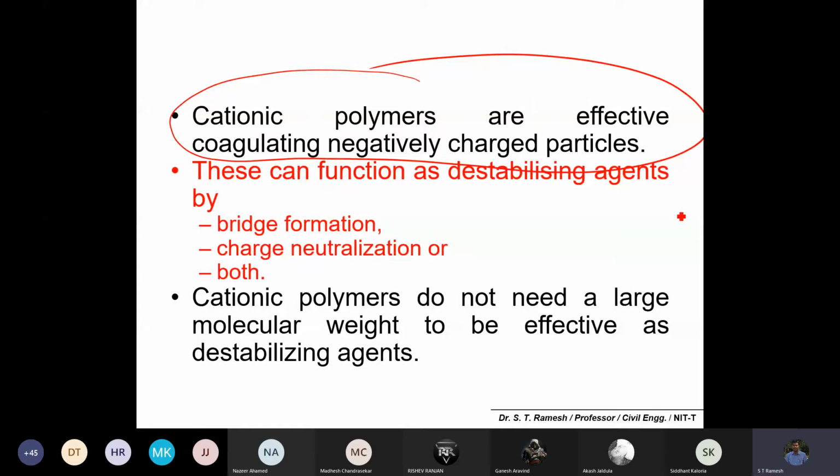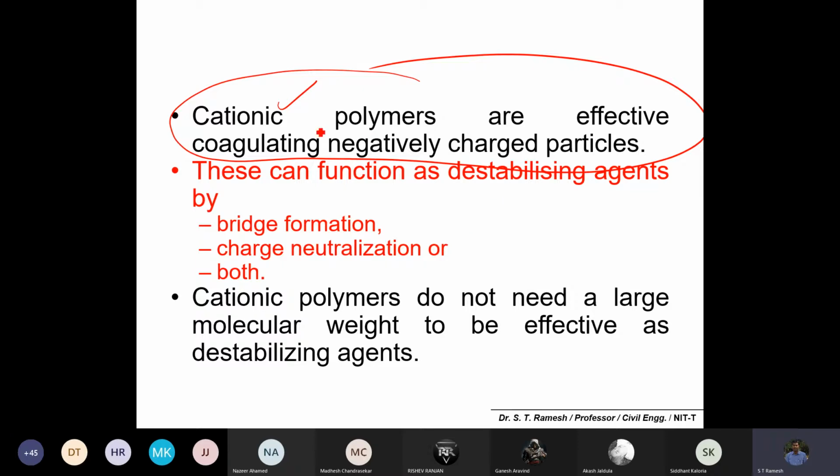And in our case, you have to use it in the water, because most of the solids are negatively charged. You can use cationic polymers. Cationic polymers are effective in coagulating negatively charged particles. Please make a note of that, because water contains a lot of silt and clay, which contributes a lot of negatively charged particles. Then what you have to do is add positively charged polymers, so that neutralization may happen.